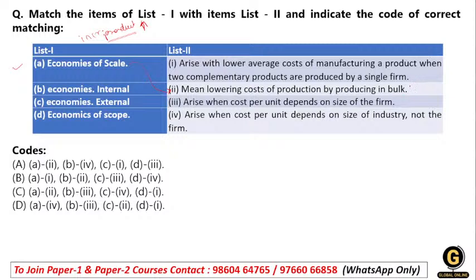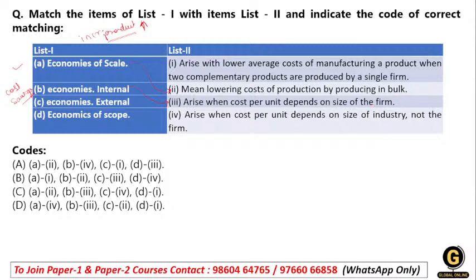Now what are internal economies? Internal economies arise when the cost per unit depends on the size of the firm. Internal economies are cost savings, having the advantage of cost saving, with the help of which an individual firm can expand financial transactions, improve managerial decisions and improve technical things. So this arises when the cost per unit depends on the size of the firm.